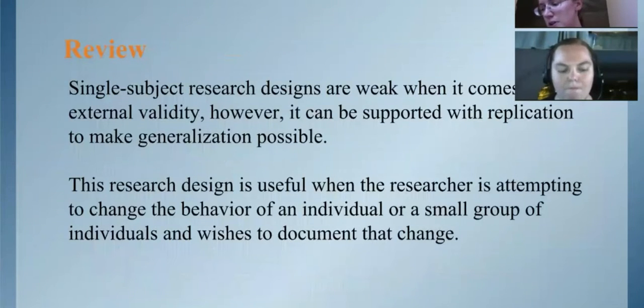So to review, single subject research designs are generally weak when it comes to external validity, to a point where generalization can become an issue. Studies involving single subject designs that show a treatment to be particularly effective for a certain behavior must still rely on replication across both individuals and groups if the researcher is going to be able to generalize the results.